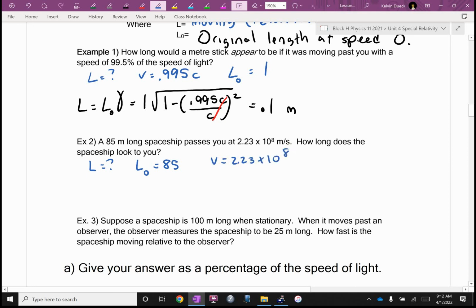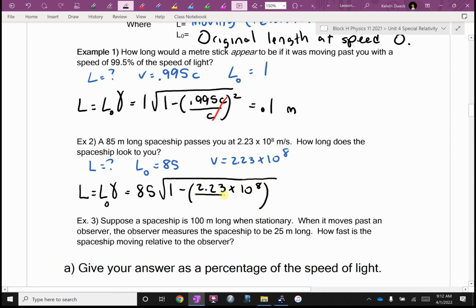Alex, this time, unfortunately, I won't be able to use that. I'll have to put the 3 times 10 to the 8th into the equation because it's not going to cancel this time, but okay, I can do that. Again, here's our length contraction equation. L equals L0 times that gamma function. It's going to be 85 times the square root of 1 minus 2.23 times 10 to the 8th all over 3 times 10 to the 8th, squared.